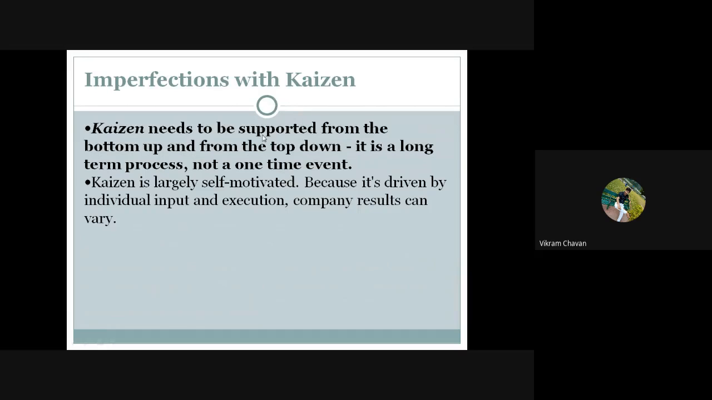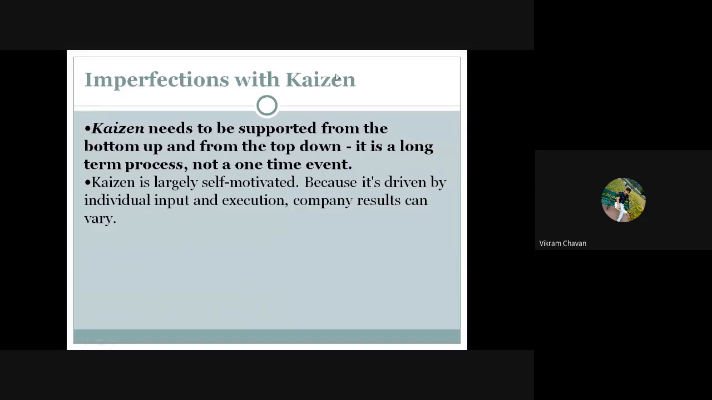Kaizen needs to be supported from the bottom up and from the top down. It is a long-term process, not a one-time event. Kaizen is largely self-motivated because it's driven by individual input and execution. Company results can vary. After implementation of a Kaizen, sometimes it may provide profit, and sometimes it may provide a loss for the company.